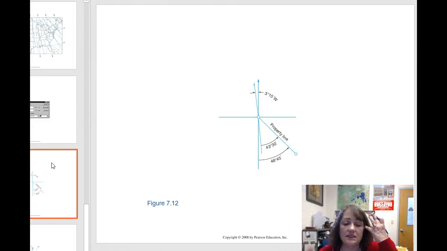What that means is that if you have a survey that was done 100 years ago, magnetic north then and magnetic north now are not the same. So we need to know how much of a difference there is in order to base everything on true north and establish, in this case, property lines.